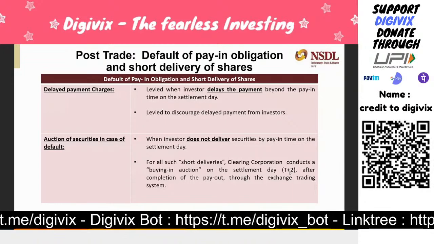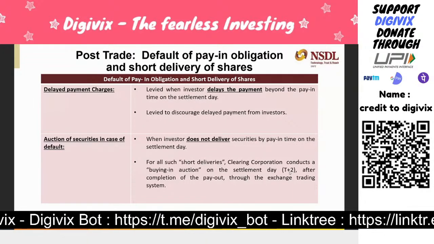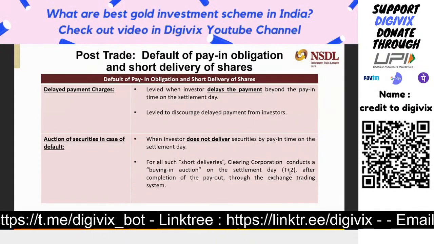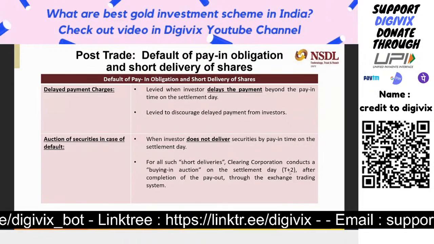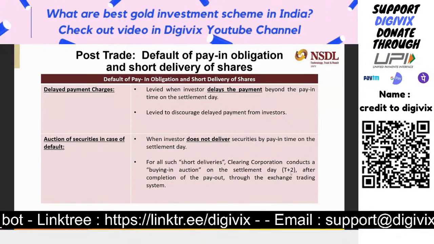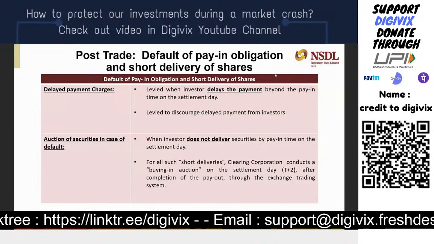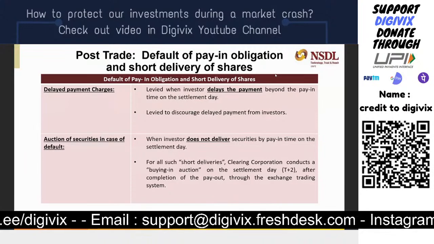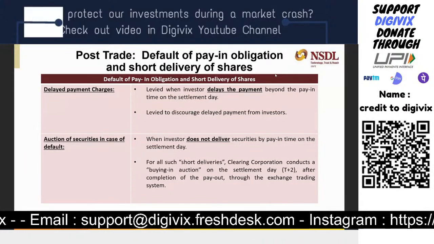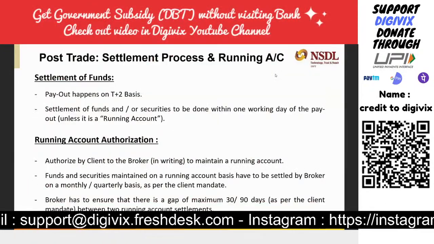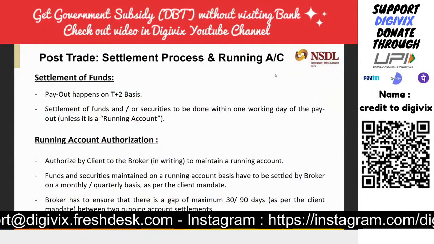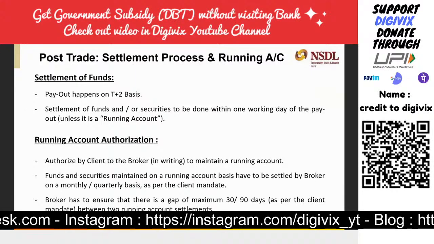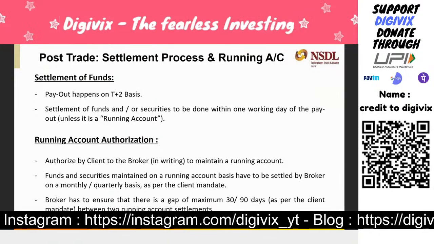Now, auction of securities in case of default: when an investor does not deliver securities by pay-in time on the settlement day, it would be auctioned. The clearing corporation conducts an auction on the settlement day, which is T plus 2 day, after completion of payout through the exchange trading system. So this is something we need to understand and be careful about. We have already discussed this. Payout happens on a T plus 2 basis. So you have sold something, and on a T plus 2 basis you will get money in your account.